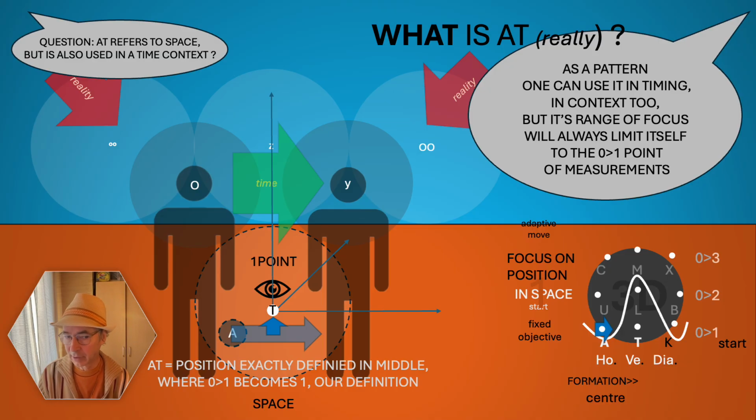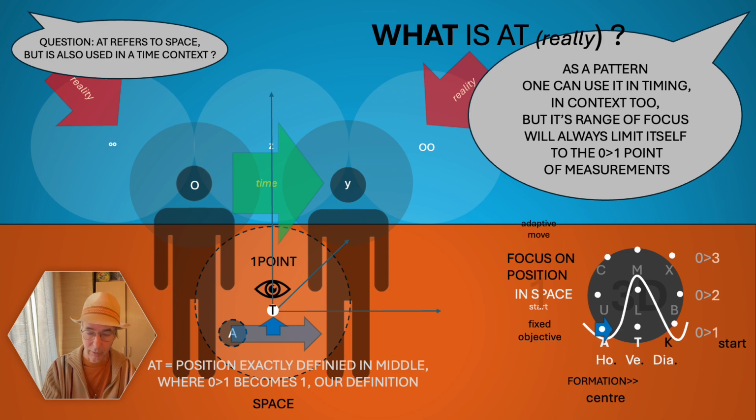Timing uses directions. In the space where everything is fixed, you really don't need directions, but you can use them. So, of course, you can use timing, but at the point where you have fixed places, you don't really need timing. It's like you're always in the now moment. So as a pattern, you can use it in timing, you can use it in context, but these things are in the background. The range of focus for the definition will limit itself only to the point of measurements.